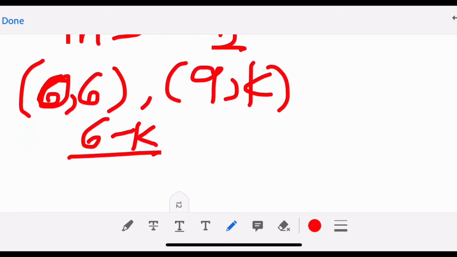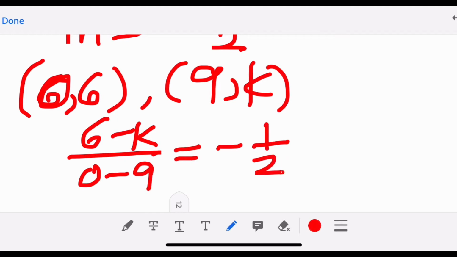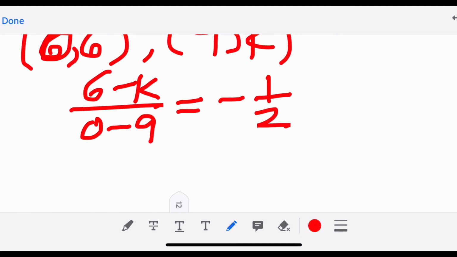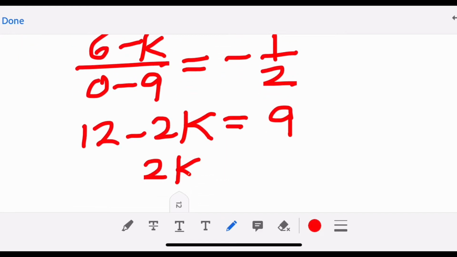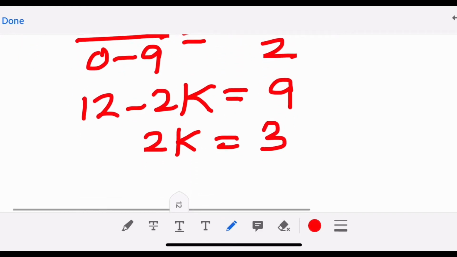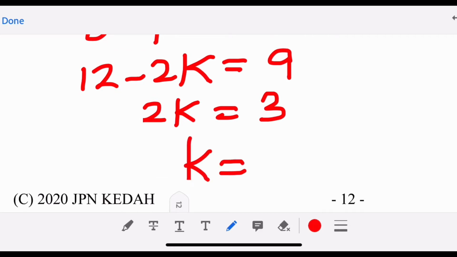So you can take 6 minus k over 0 minus 9 is equal to negative half, and then you can solve the k. Alright, solve the k carefully. You can times the 2, become 2 times 6, 12 minus 2k equal to negative 9, cross multiply. So negative 2k you bring to the right hand side, yeah, so you are getting the same answer even though you attempt using different way.